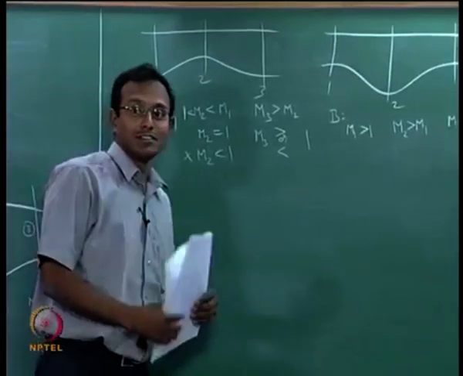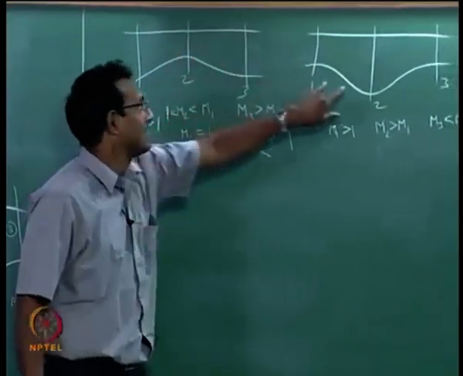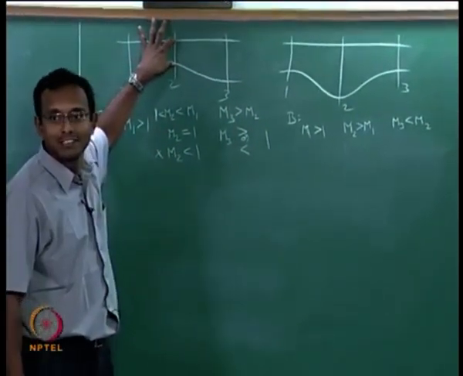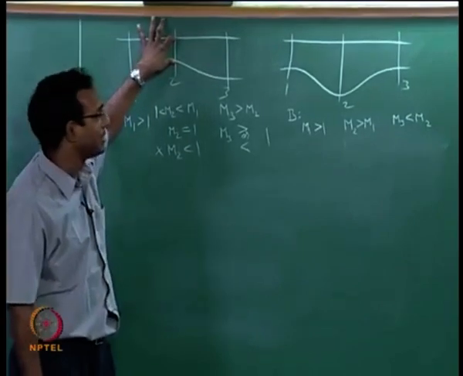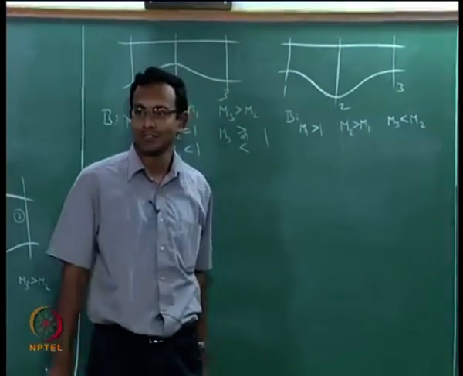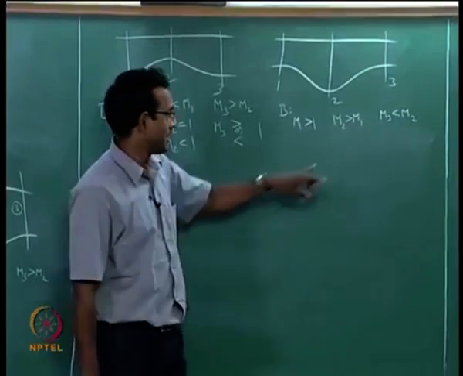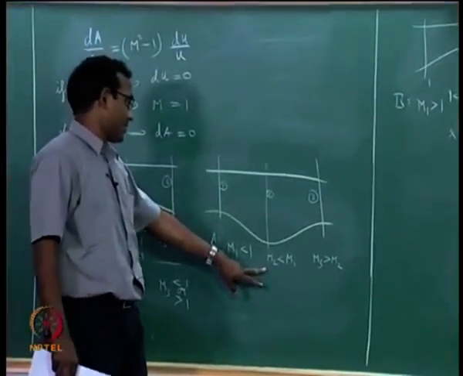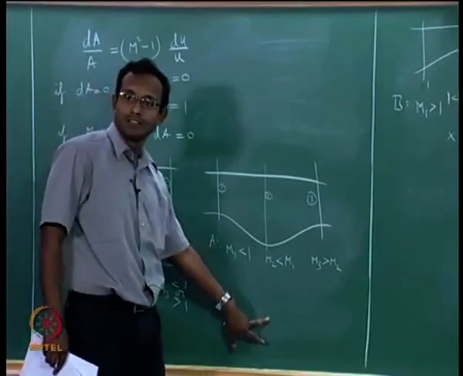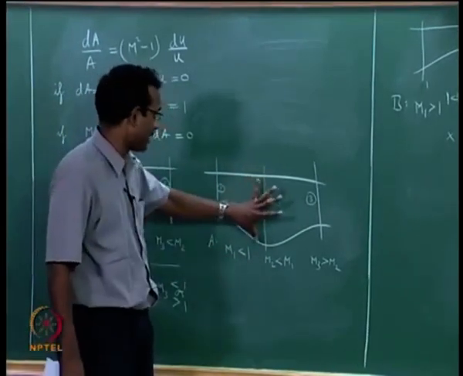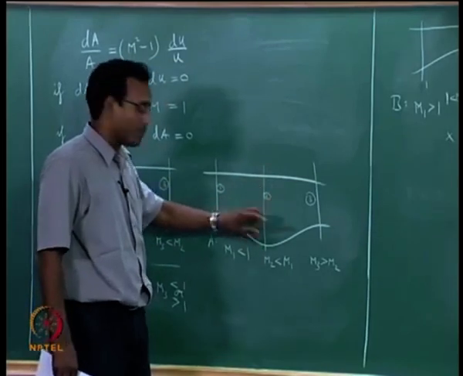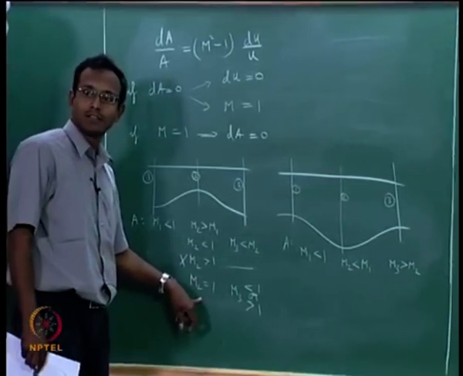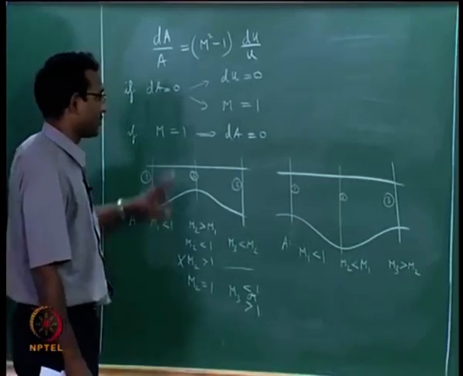The nice thing about this particular example is I am going to say here also dA is going to be equal to 0, here also dA is going to be equal to 0. In this case, whichever condition I pick, I am never going to get M equal to 1 in this kind of duct. But in this kind of duct, I have the possibility of M equal to 1 happening. That is what you need to think about.